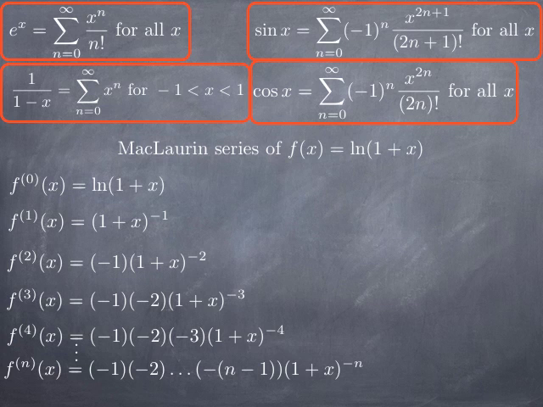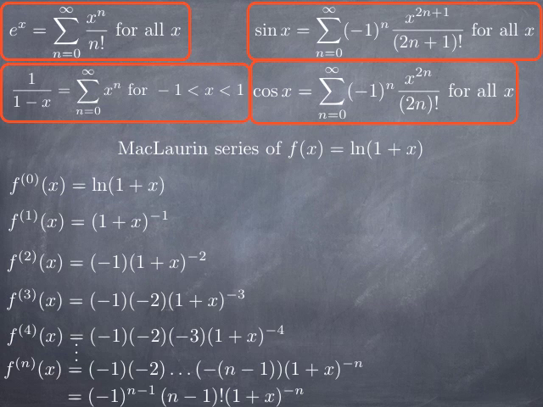Now this product at the beginning, we have n minus 1 terms. Each one of them contains a negative sign, so we can factor out negative 1 to the n minus 1. And what remains is 1, 2, 3, and so on up to n minus 1, which we can write as n minus 1 factorial. So we can rewrite this a little more compactly as negative 1 to the n minus 1 times n minus 1 factorial times 1 plus x to the negative n.